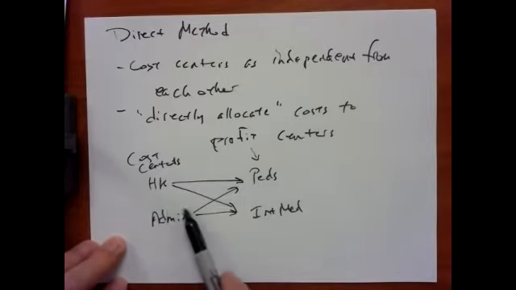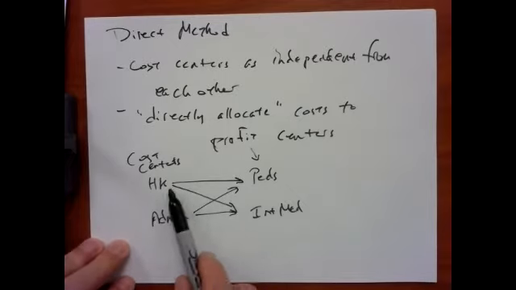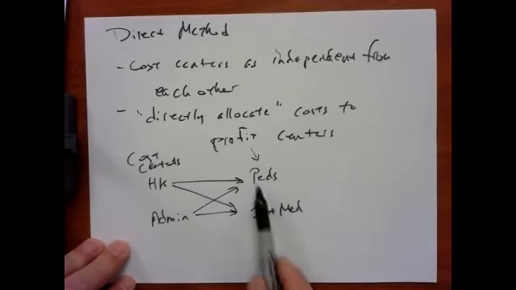So some share of admin, if admin is 100%, right? So like it's $100, let's say. We're going to figure out maybe $40 of it goes to peds and $60 of it goes to internal medicine. Whatever it is, it's got to add up to the whole cost center. Once we've done the allocation, there's nothing left in admin. All of its costs are allocated to either peds or internal medicine, depending on the steps we take. Same thing with housekeeping. We're going to allocate all of housekeeping's costs to either peds or internal medicine.